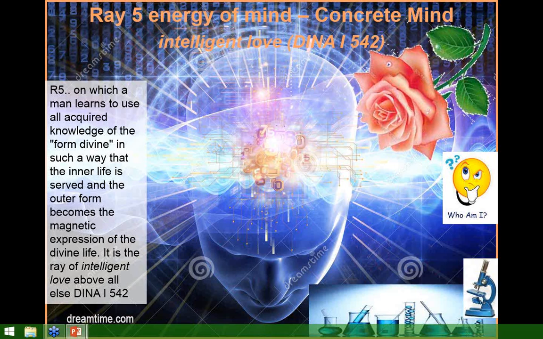Ray 5, on which a man learns to use all acquired knowledge of the form divine in such a way that the inner life is served and the outer form becomes a magnetic expression of the divine life. It is the ray of intelligent love above all else. So you can see there the Tibetan is talking about the ultimate goal of the fifth ray.